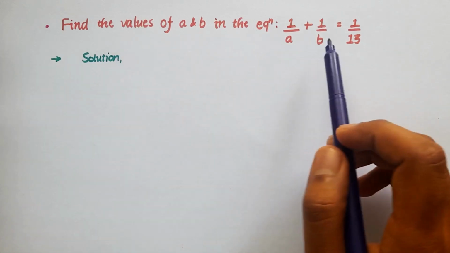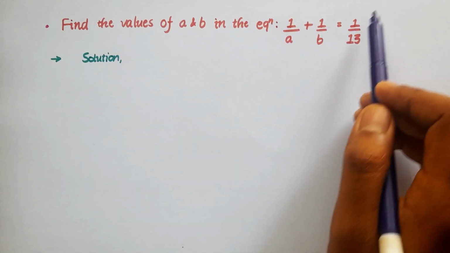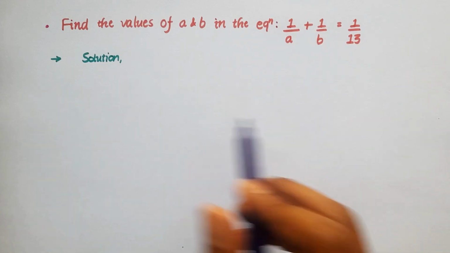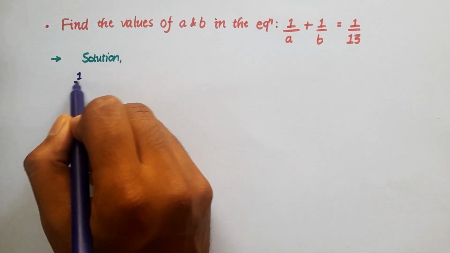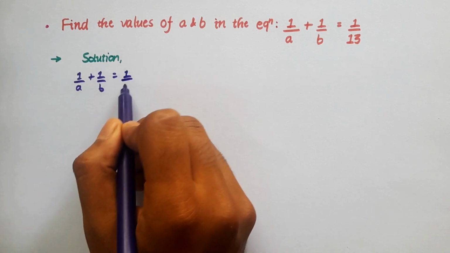Let us have a look at the given problem. Here, we are told to find out the values of a and b by using the following equation. So let us write down what is given in the question first. We have 1 over a plus 1 over b is equal to 1 over 13.